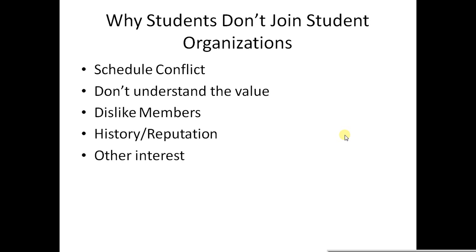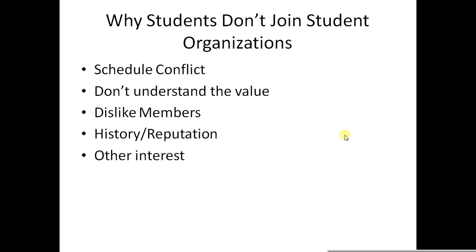So conversely, why don't students join student organizations? Schedule conflict. I think this is the number one reason why people don't join organizations, because they just can't fit it in their schedule. And if this isn't the number one reason, this is definitely a close second. People don't understand the value. Again, going back to understanding what your organization does. And we're going to go into a little bit more detail about that with features and benefits in a second. But you have to get them to understand the value of your organization, because when you don't, people are not going to want to join the organization.